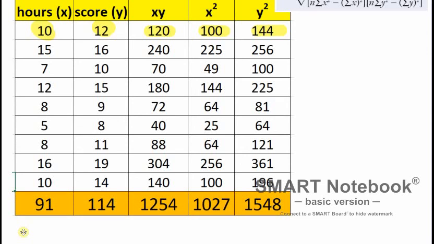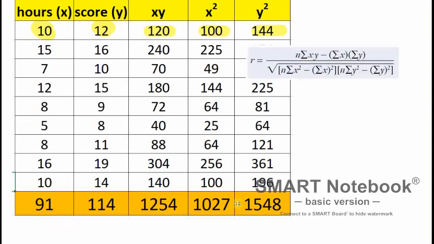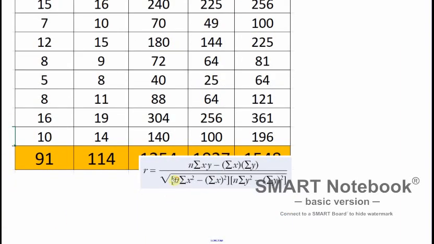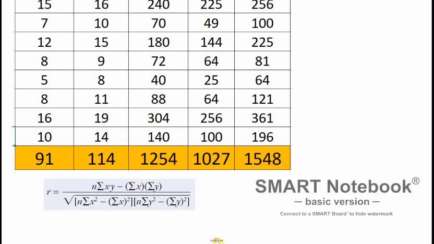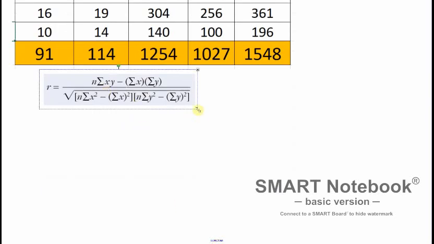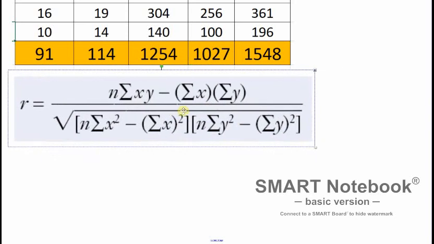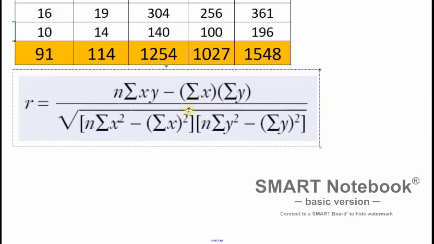So the sum of x is 91. The sum of y is 114. And the sum of xy is 1254. The sum of x squared is 1027. And finally, the sum of y squared is 1548. Okay, now that we have those, we are able to use the formula, and I'm just going to bring it down here now and extend the page a little bit. We're now ready to input these 5 orange numbers into this formula. And it just becomes a BEDMAS problem.